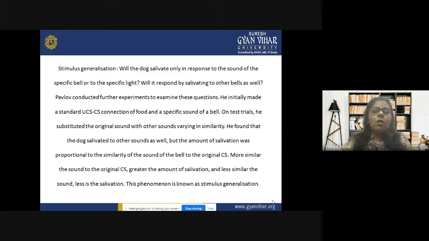The more similar the sound is to the original CS, meaning the similarity between the original sound and the sound which has been produced, the greater the amount of salivation. The less similar the sound, the less is the salivation. If there is less similarity between the sound of the bell and the new sound of the bell, then the dog will salivate in a lesser amount. This phenomenon is known as stimulus generalization by Pavlov.